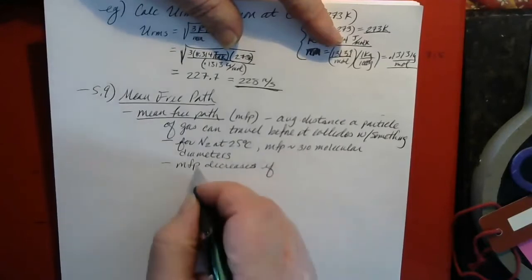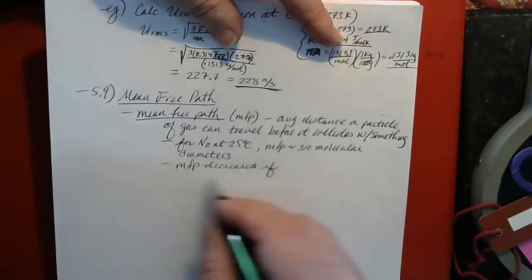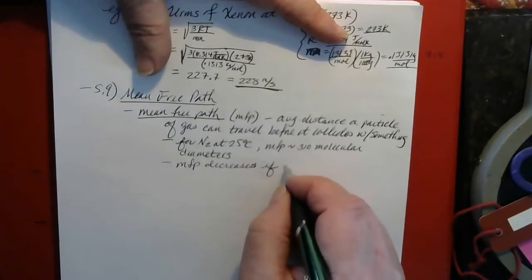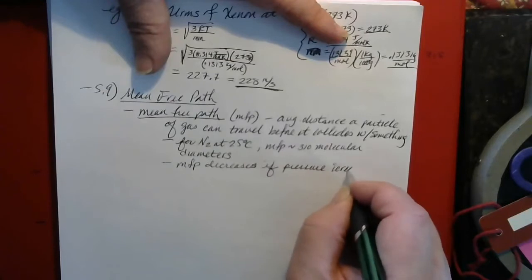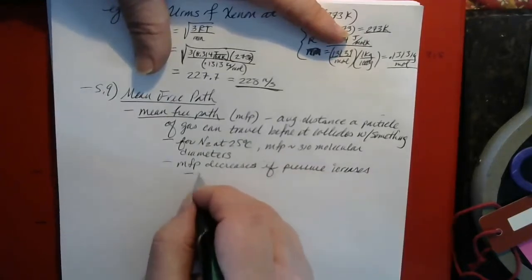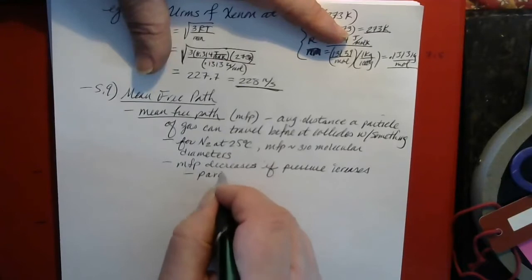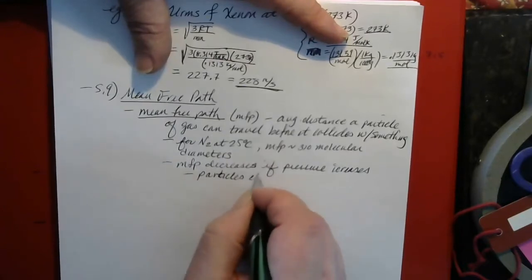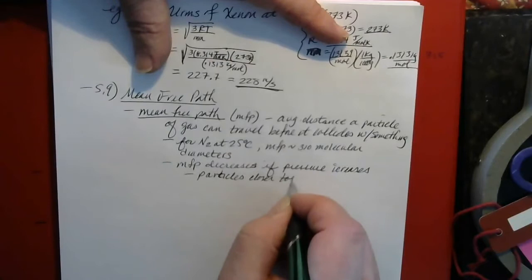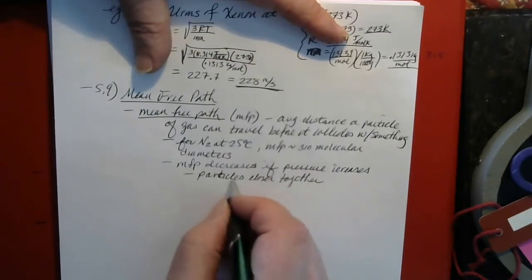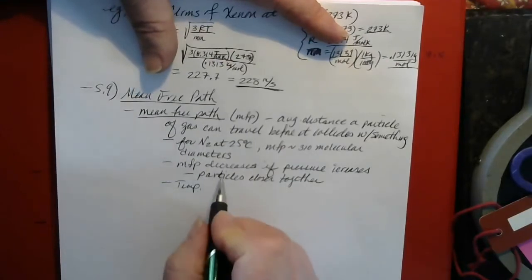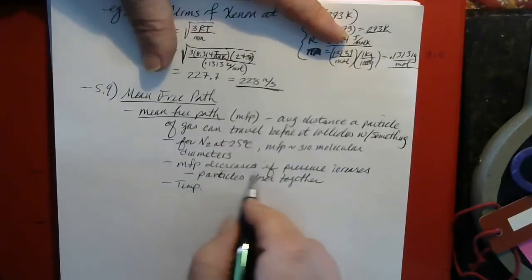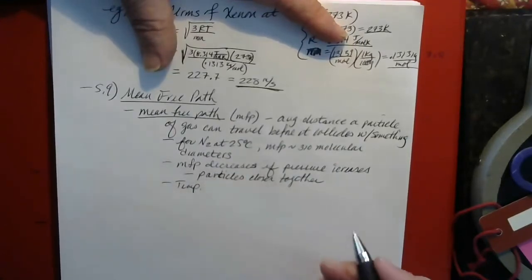And there are certain things that will affect the mean free path. For one thing, the mean free path decreases if pressure increases, because the particles would be closer together. And it works the other way around too. If the pressure is decreased, then the mean free path increases because the particles are further apart.